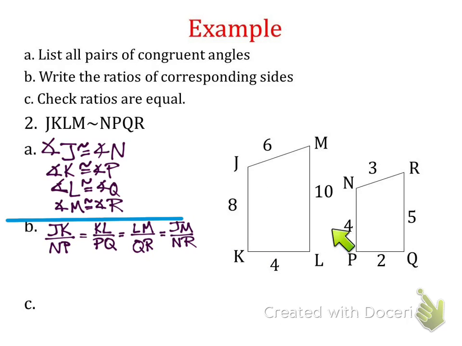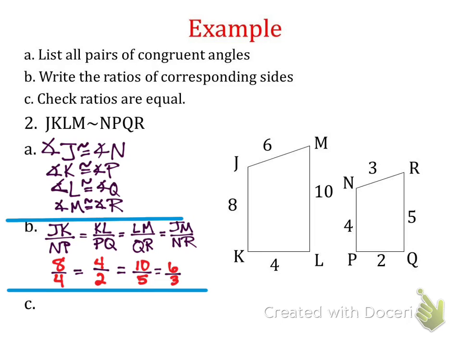JK has the length 8, and NP has the length 4. So I'm going to have that 8 to 4. And we continue on. KL, 4 to PQ, 2, and so on. All right, in the first fraction, let's reduce top and bottom by 4. In the second fraction, reduce by 2. In the third fraction, let's reduce by 5. In the last fraction, let's reduce by 3.